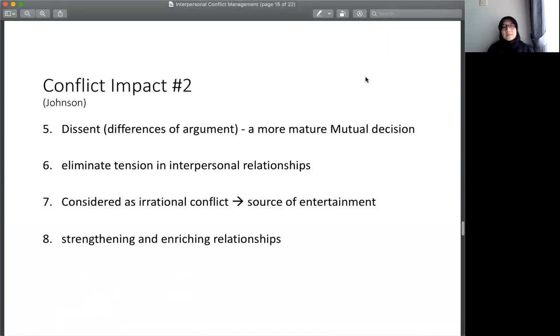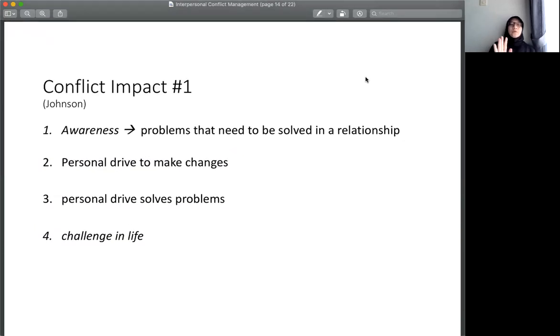Here we have 8 conflict impacts. The first one, conflict could cause awareness of 2 persons that are involved in a relationship or communication. Suddenly, they are aware that they have problems that need to be solved in their relationship. Conflict could also come from personal drive to make changes. For example, you did not achieve good grades last semester, but you didn't want to struggle too much. Yeah? This will cause conflict inside of you. So you need to push yourself or push the good side of yourself to make changes.